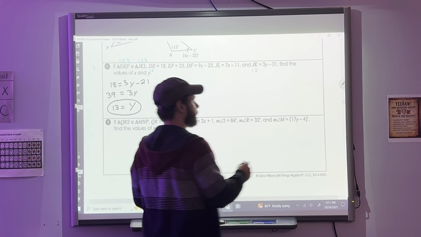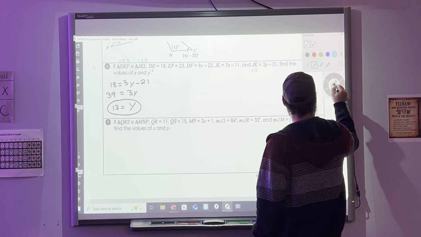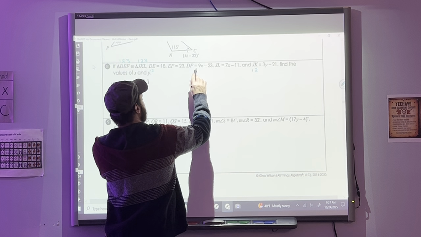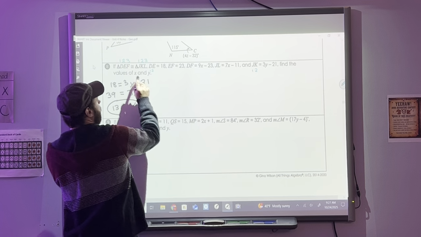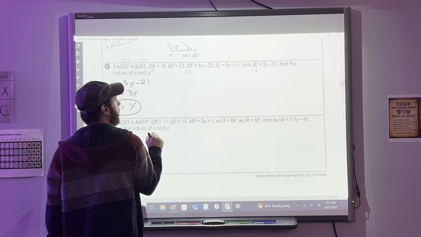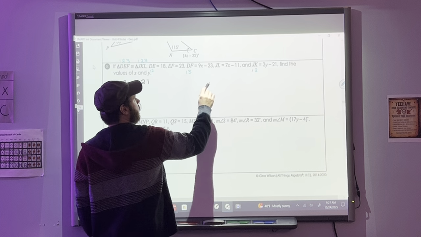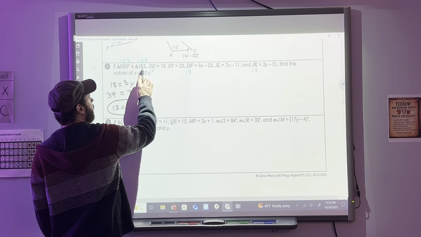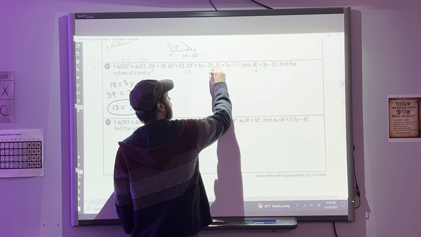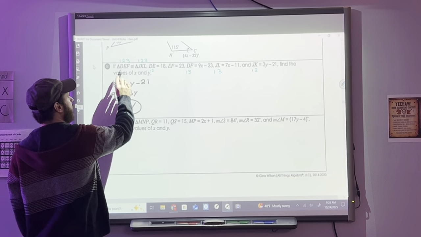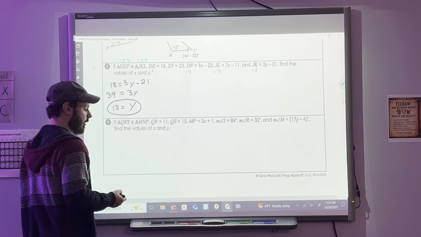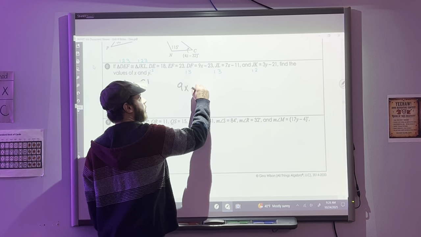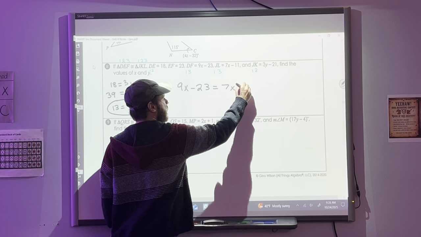Let's see what else we got. Here's x. Here's what an x is. X is DF. DF over here is 1, 3. JL is 1, 3, 2, right? 1, 3, JL. 1, 3 matches 1, 3. Okay. Well, those are going to be the pieces that match each other. 9x minus 23 equals 7x minus 11.